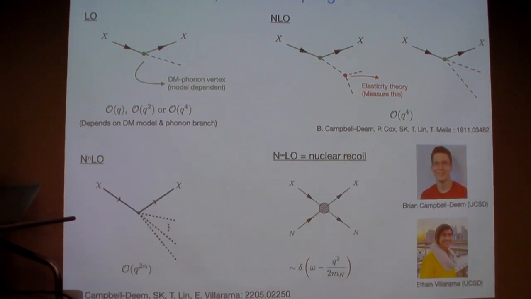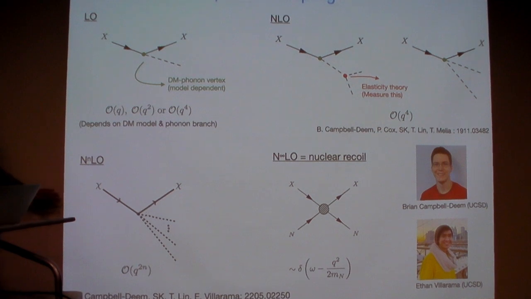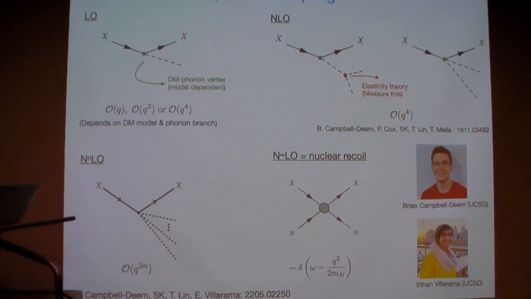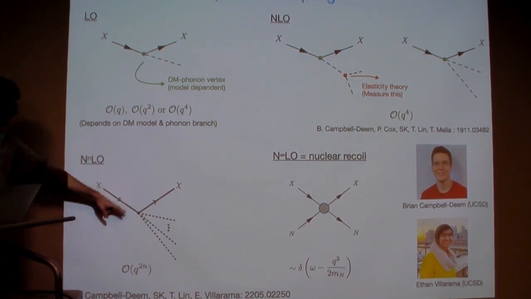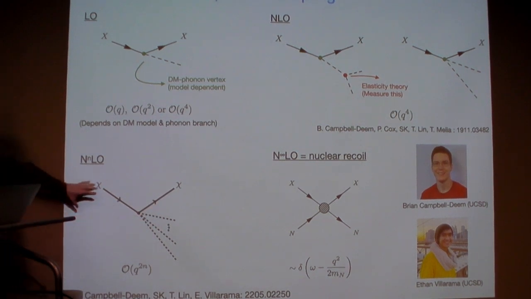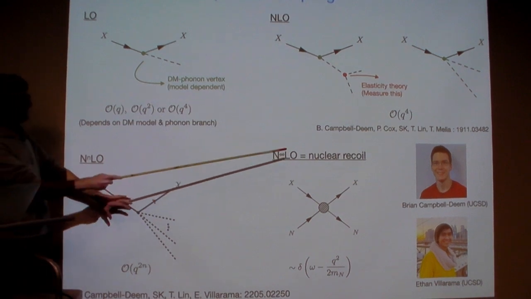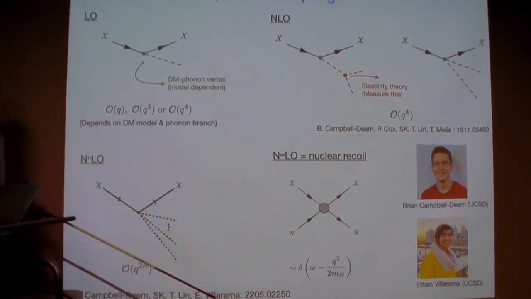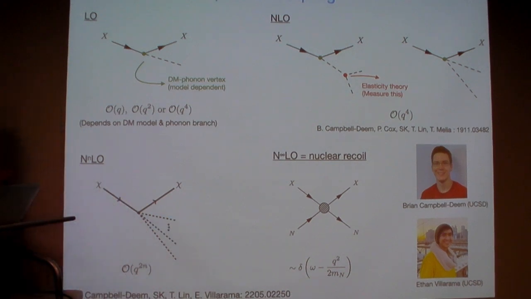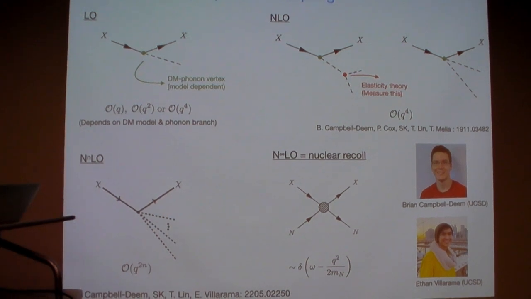Fortunately, there is a way forward, as I'll explain in a bit. We recently, with Brian and Ethan, with me and Tony, calculated this thing to arbitrary orders in the number of phonons. We also showed that in the limit where you take n to infinity, basically you resum the entire series, you explicitly recover the nuclear recoil, as you should, because essentially nuclear recoil is like an infinite phonon.